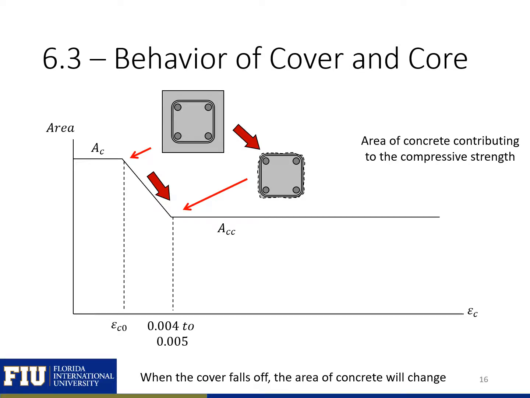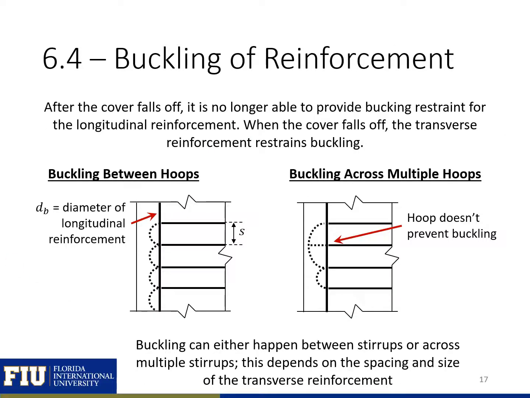We'll account for the loss of cover by decreasing the area of our concrete. When we start, our column will have the full area of concrete, so the full B times H. When we lose our cover, we're going to decrease this area linearly until we get down to just the confined inner core. Generally, we'll start losing our cover at our ultimate strength or ultimate strain, and it will completely spall off at a strain of around 0.004 to 0.005. After the cover falls off, it is no longer able to provide buckling restraint for the longitudinal reinforcement. When the cover falls off, the transverse reinforcement restrains buckling.